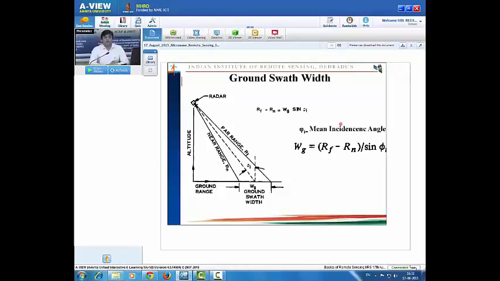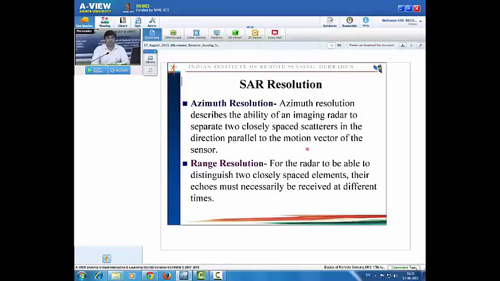Now when we have the information of the range distances, one can easily find out the total ground swath width. The total ground swath width can be determined with the help of this formula, that is RF minus RN divided by sine phi, where phi is the mean angle of incidence, RF is the range distance, or you can say far range distance, and RN is the near range distance. So one will be able to get the information of the ground swath.